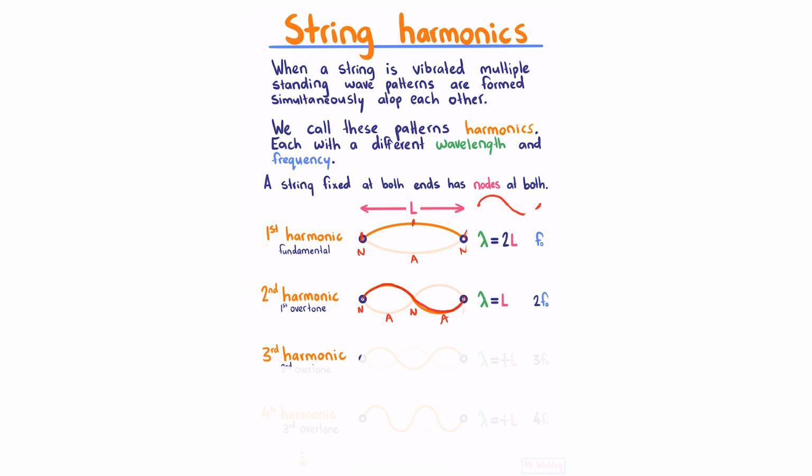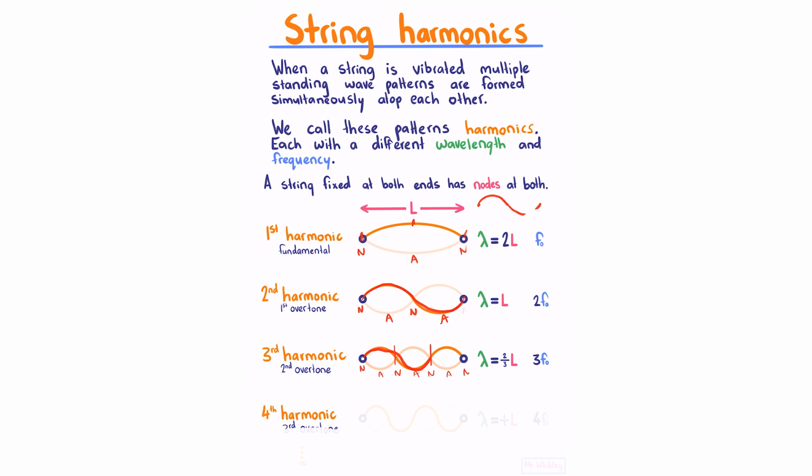The third harmonic, or second overtone, adds on one extra antinode. And if we were to divide this into thirds, we could see that a full wavelength is 2/3 the total length. And the frequency of the third harmonic is 3 times the fundamental.